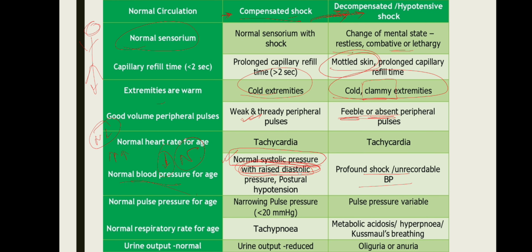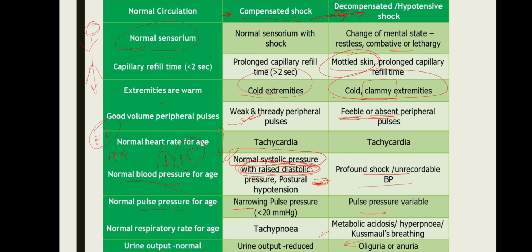Why is the diastolic pressure high in compensatory shock? Because of the systemic sympathetic nerve stimulation. As the sympathetic nerve gets stimulated, there is peripheral constriction, and due to the peripheral vascular constriction, the diastolic pressure goes up. Now the pulse pressure. The pulse pressure is narrow in compensated shock, and in decompensation it is variable. Urine output is also reduced, with oliguria and anuria, in both cases. So the most important are the pulse volume and the BP.